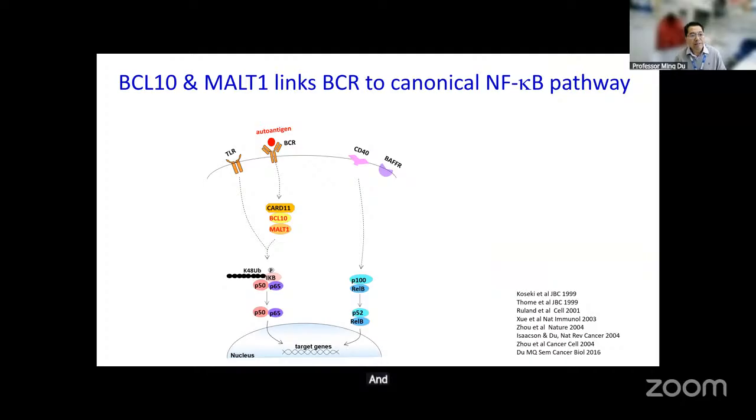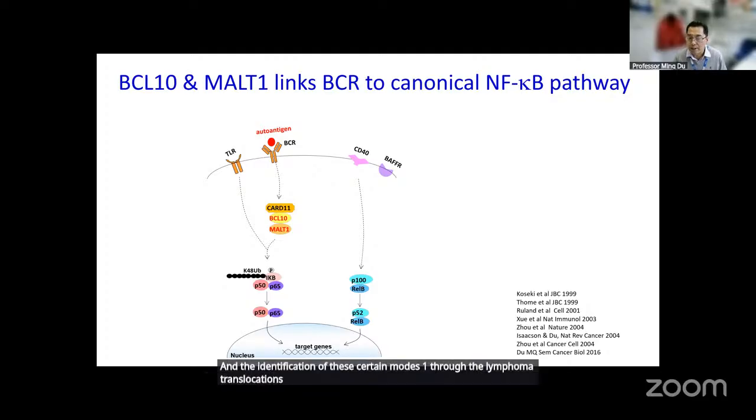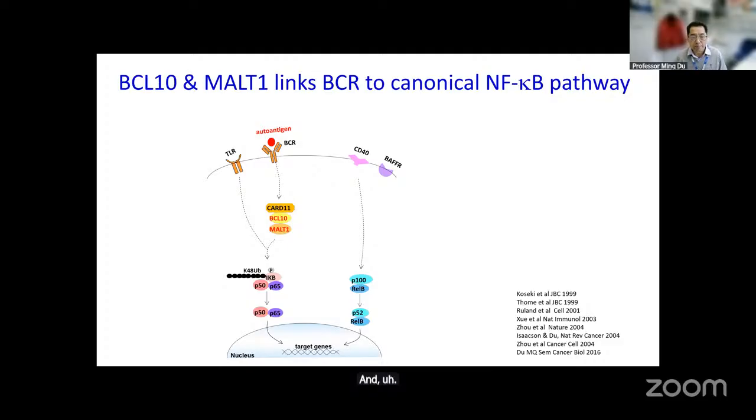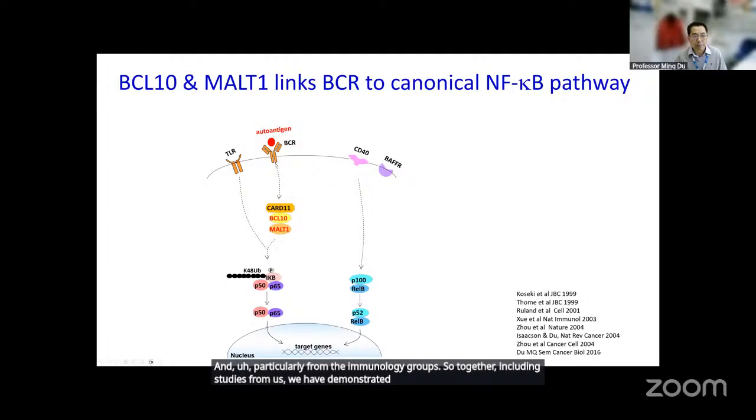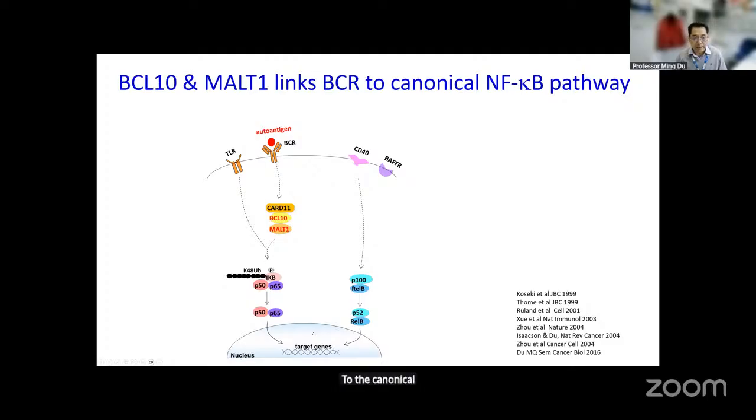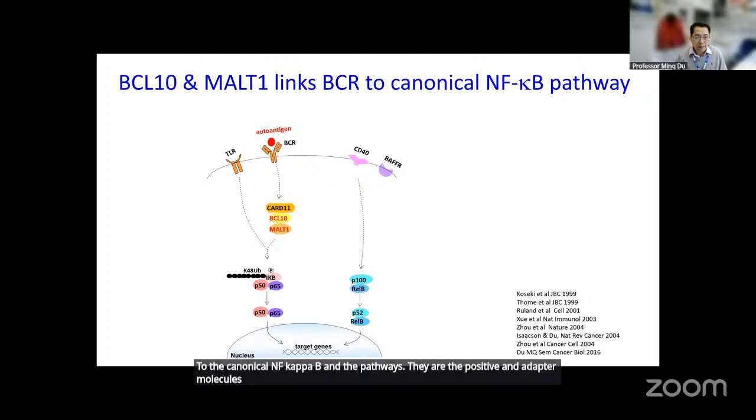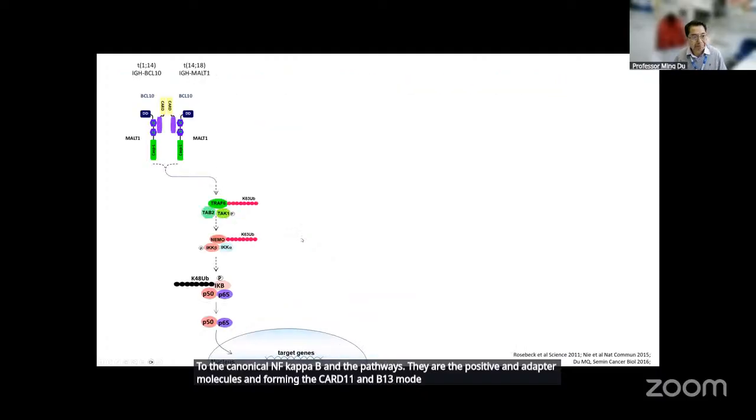The identification of BCL10 and MALT1 through the lymphoma translocations also stimulated functional studies of BCL10 and MALT1, particularly from the immunology groups. Together, including studies from us, we have demonstrated that BCL10 and MALT1 link antigen receptor signaling to the canonical NF-kappa B pathway. They are positive adapter molecules forming the CARD11, BCL10 and MALT1 complex.